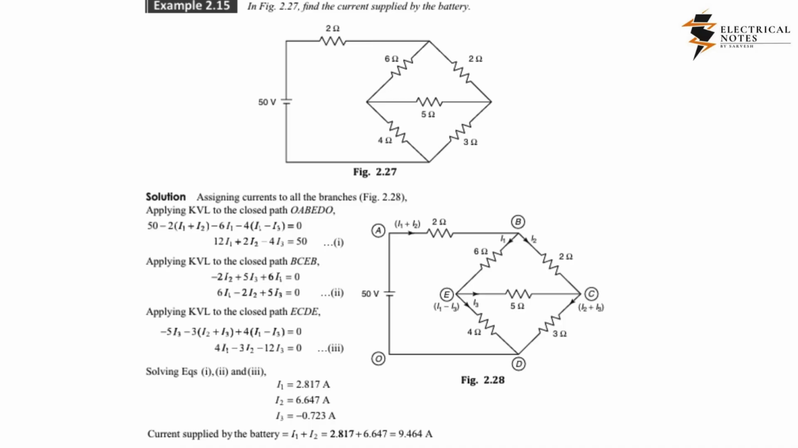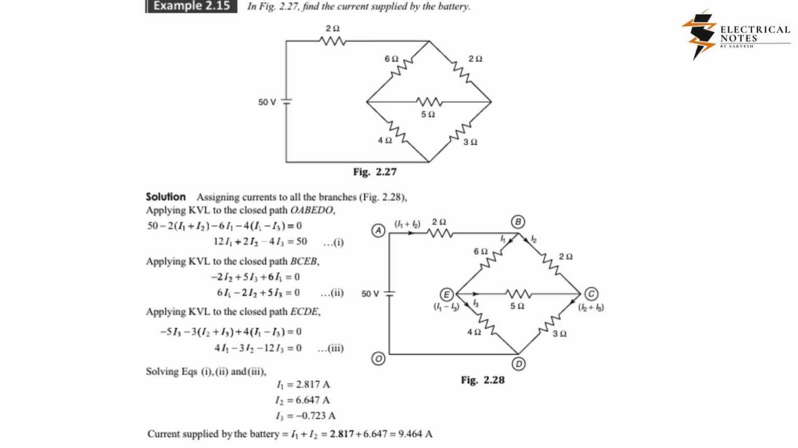Applying KVL to the closed path ECDE: minus, minus equals, 5340 equals, 43120, 33, 1233, 33 minus plus 4 plus 4, I33 minus I3, plus 23 I1, minus 13.